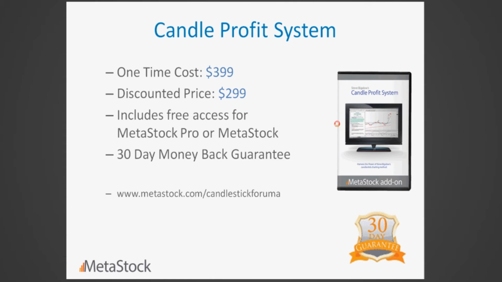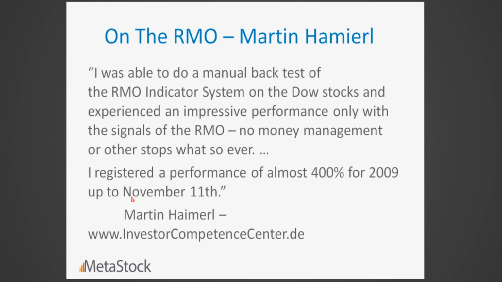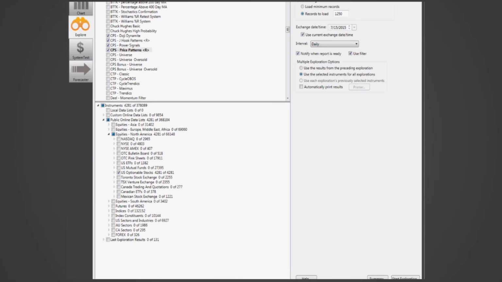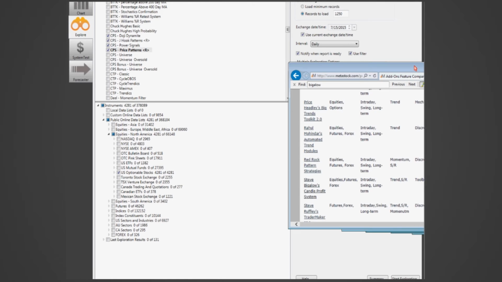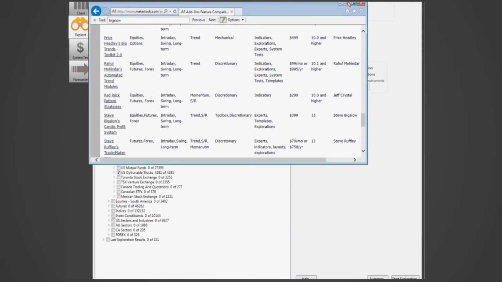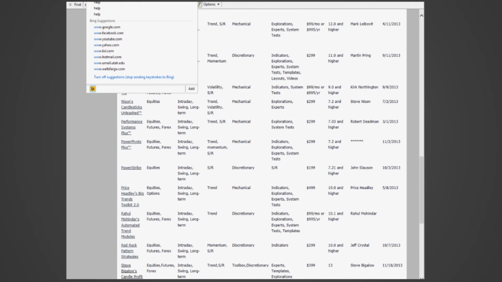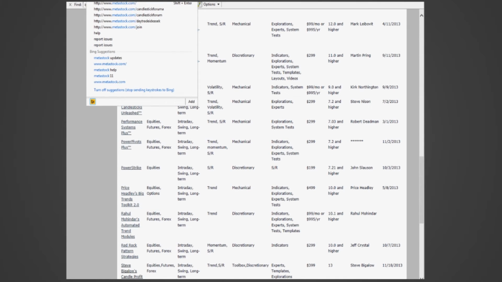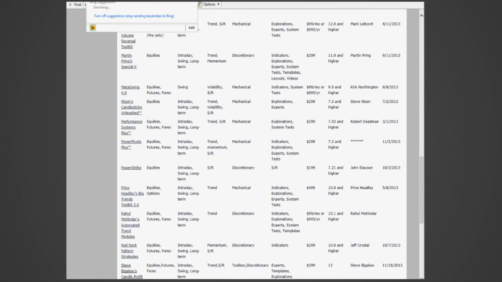Raju asks, I have MetaStock 14 but no Bigalow patterns. How do I get them? Thank you for that question, Raju. If you come up to the website, let me show you how easy this is in my Internet Explorer. I can't seem to open a new tab with Novi open because it's in a whole tab. But if you come to metastock.com/candlestick, and thanks for using MetaStock too while I'm thinking about it.